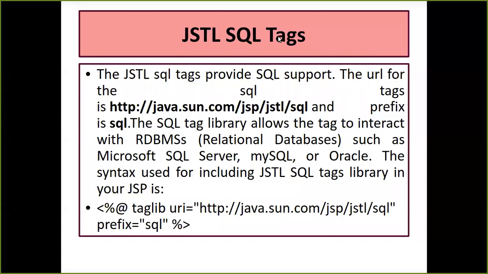Okay, so the next topic is JSTL SQL tags. This is the last topic of this chapter. We have completed the rest of the four tags: core tag, function tag, formatting tag, XML tag. This chapter was all about JSTL, that is JSP Standard Tag Libraries. You have some ready-made tags available which you can use, and out of that we have learned five main tags. From those main tags we also had many sub tags with their attributes.